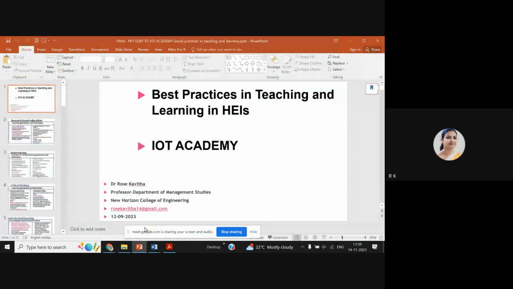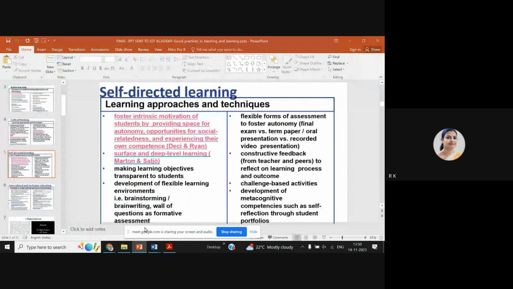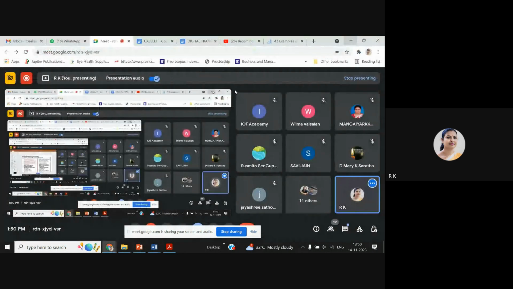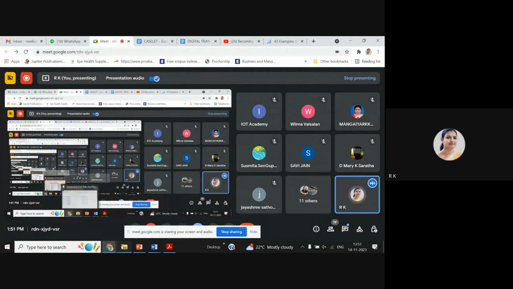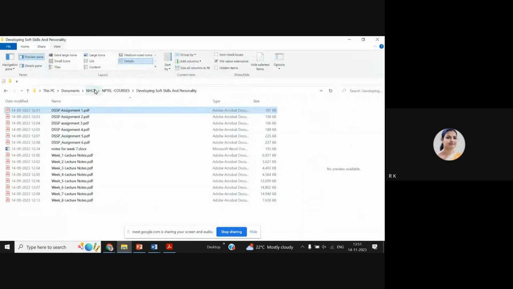This is another method of teaching, self-directed learning. When you see the movie I'm talking about, they will prepare the movie themselves and then come to the class. So that is very interesting.